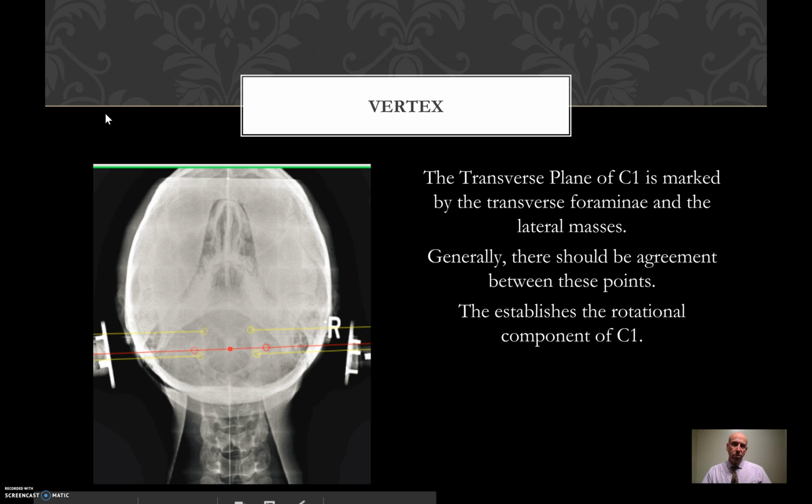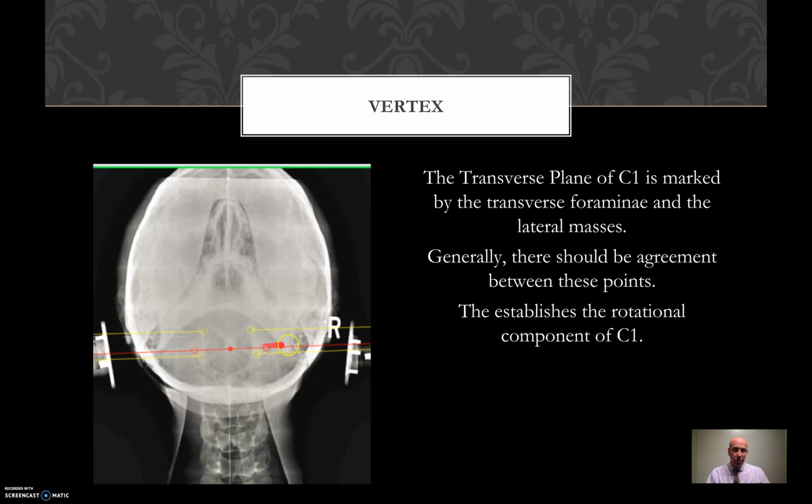So the vertex view, then, continuing from the last interval, is taken for the transverse plane misalignment of C1. So what we do here then is we mark the transverse foramina on either side, and that establishes the plane of the atlas in the transverse plane. But to check, because the transverse processes, foramina, are not always symmetrical, we always also mark the anterior and the posterior aspects of the lateral masses.